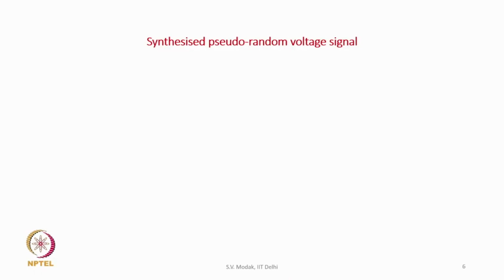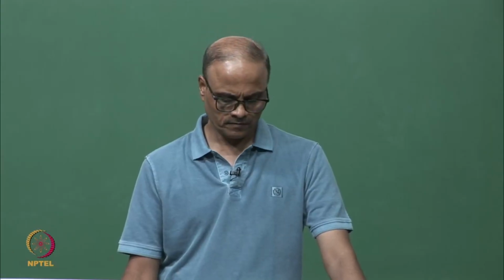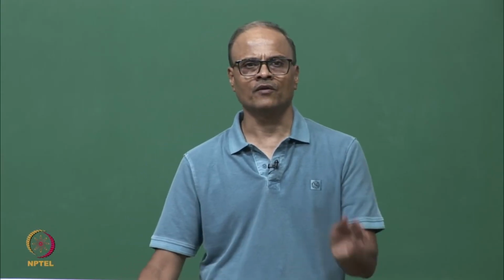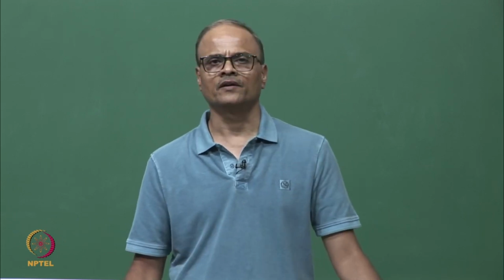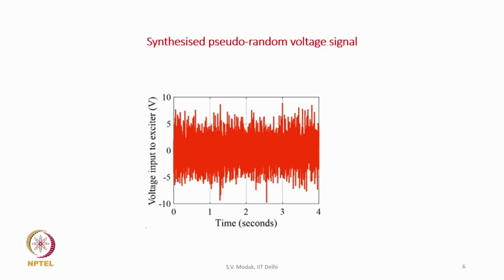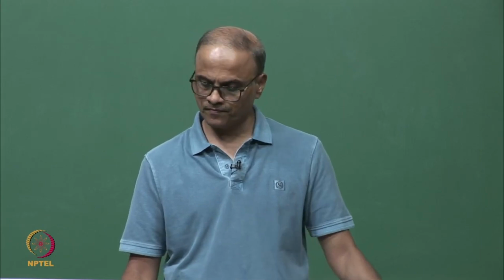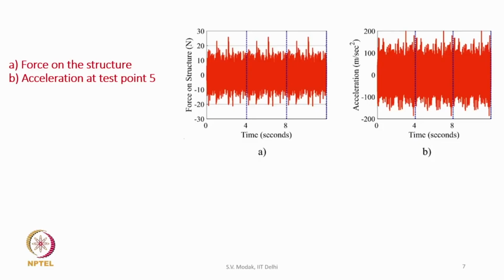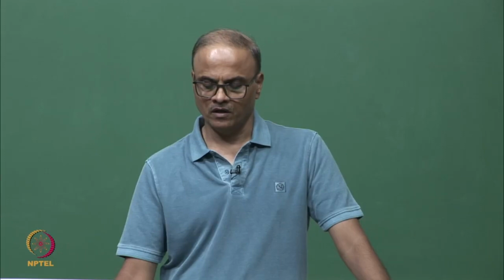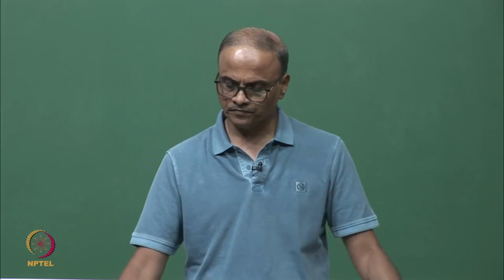Let us now synthesize a pseudo random voltage signal. The figure shows the pseudo random voltage signal synthesized over a length of 4 seconds, right. We can see the signal varies in a random manner over this 4 second length, but the important point is that this would be periodic. If we repeat this signal from, let us say, 4 to 8 seconds and 8 to 12 seconds, it will constitute a periodic signal. And then the excitation which results over this 12-second length is also shown on the right. So, we see that the excitation also varies in a random manner.